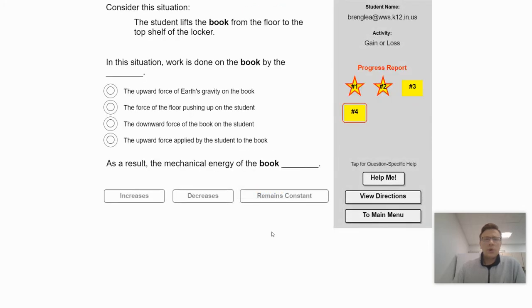And then we'll do one more here. It says a student lifts books from the floor to the top shelf of a locker. So in this situation, work is done on the book by not the upward force of Earth's gravity on the book, which doesn't exist. The force of the floor pushing up on the student, no. The downward force of the book on the student, no. The upward force applied by the student to the book, yes. So the student applies the force, moves the book.